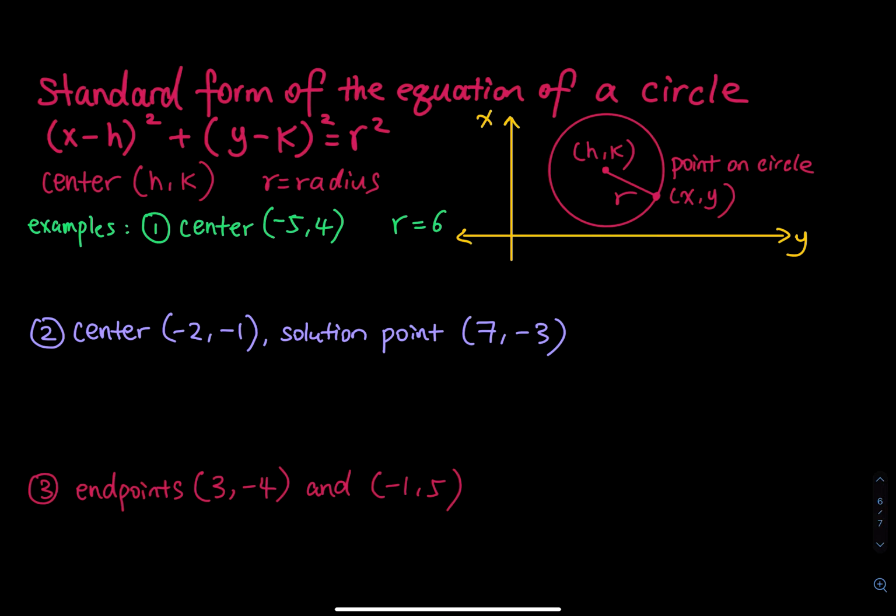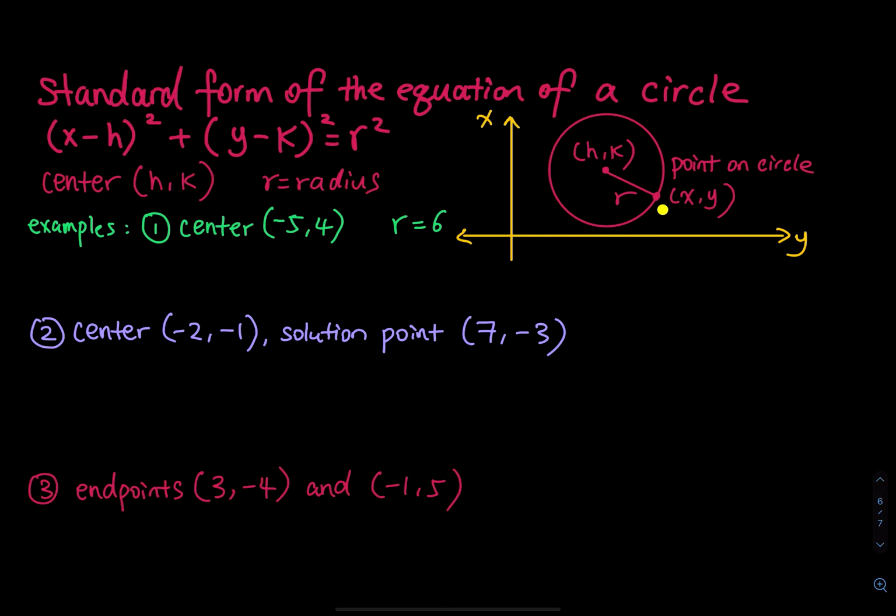The standard form of the equation of a circle is (x minus h) squared plus (y minus k) squared equals r squared. That is the standard form of the equation of a circle. The graph looks like this.